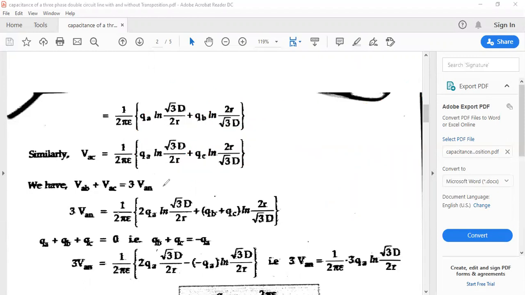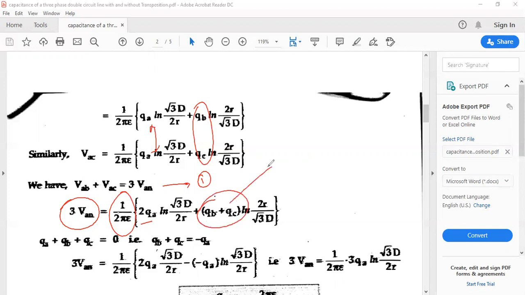As I told you previously, you have the equation VAB plus VAC equals 3 times VAN. You can write VAB plus VAC added together, and at the end you can write it as 2QA. You can add these 2 terms, and 1 divided by 2 pi epsilon is taken as a common factor. What you can find out is QA plus QB is there. And next, under balanced condition, QA plus QB plus QC is equal to 0. So QB plus QC is equal to minus QA.